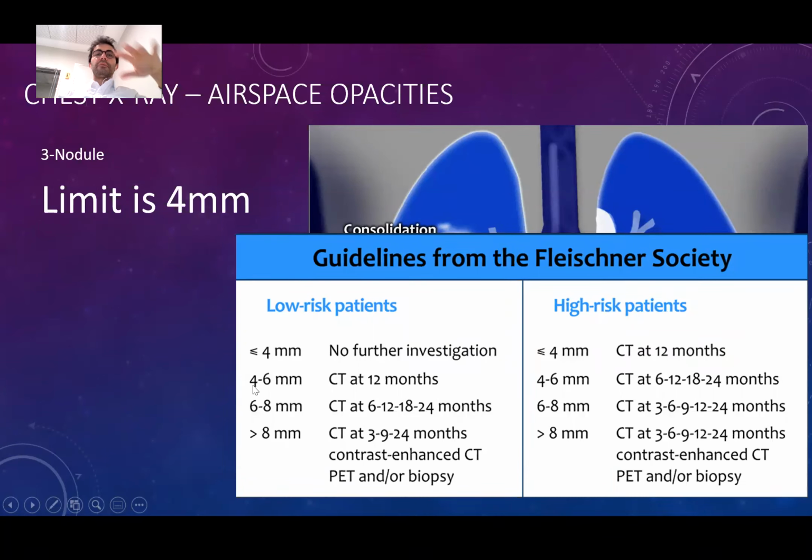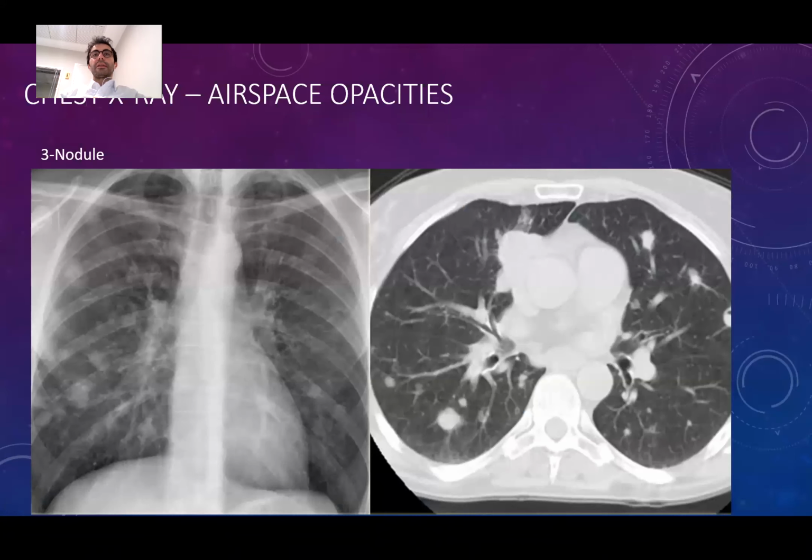So these are detailed guidelines. Don't just remember the name, just remember that there is a guideline and that's all. You can always Google. So we are seeing examples of nodules now. I'm recording, okay.